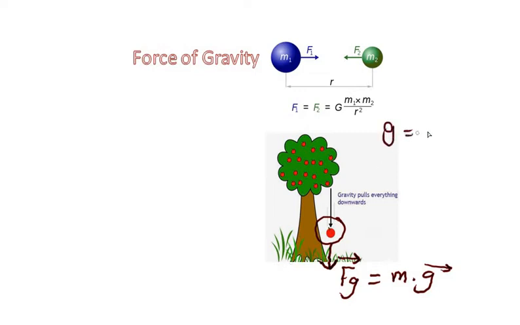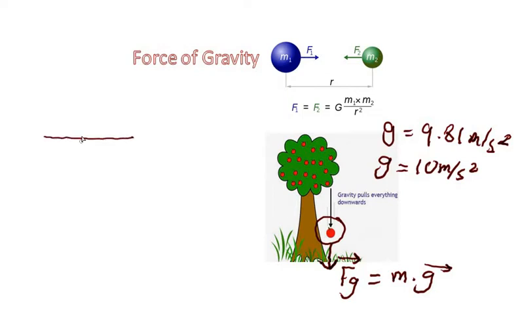g is 9.81 meters per second squared, but because we're not allowed to use calculators on the SAT test, we can use it as 10 meters per second squared approximately.